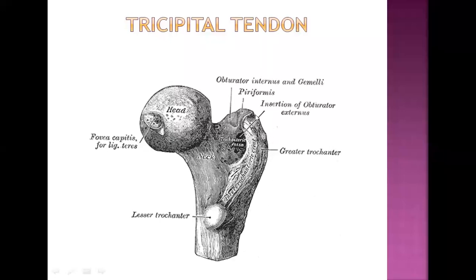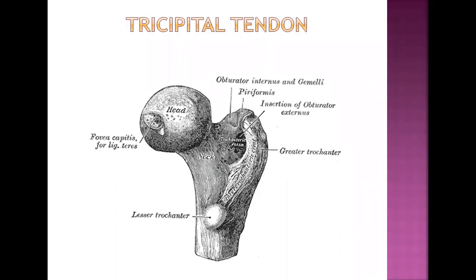Now you need to know a landmark. Suppose this is the greater trochanter of the femur, and this is the medial surface. There is a fossa called trochanteric fossa. There is a depression on the medial surface of greater trochanter called trochanteric fossa. So obturator internus muscle is inserted superior to the trochanteric fossa. Remember that point. Sometimes students get this wrong in the exam.